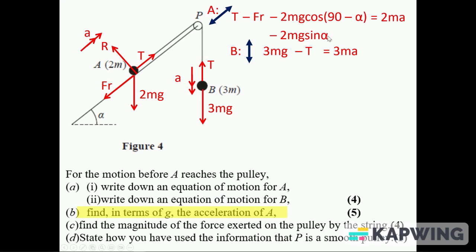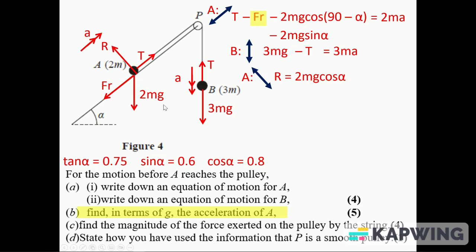Right, I'm going to do a bit of work on this equation of motion for A first. I'm going to get the friction. I'll do some angle work. Tan of alpha is 0.75, which means the sine of alpha is 0.6. You could do the sine of tan to the minus 1 of 0.75, or draw a little triangle. Cos of alpha is 0.8. If I look at A, at the forces perpendicular to the plane, then R is equal to 2mg cos alpha, that angle's alpha, because this one was 90 minus alpha. Cos alpha is 0.8, so this is 1.6mg.